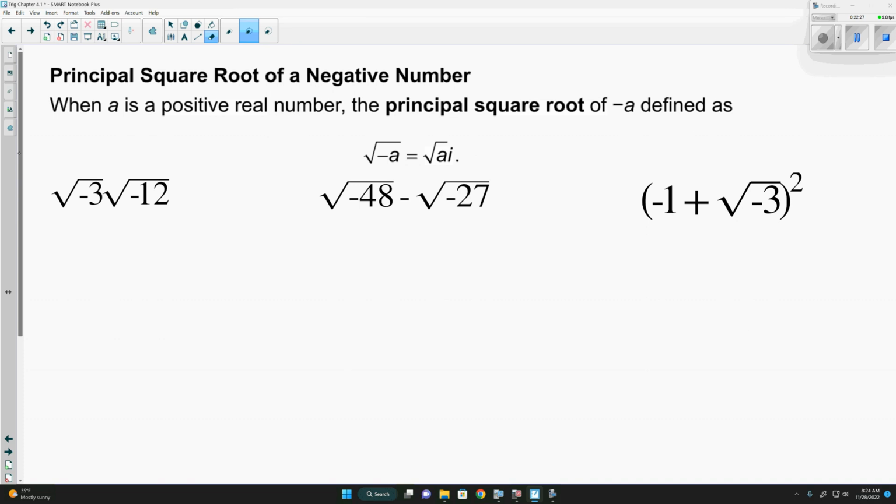Almost last thing. So we're talking about this here, principal square roots. Really, we're just talking about simplifying square roots. So whenever a is a positive real number, the principal square root of negative a is defined as i times the square root of a.